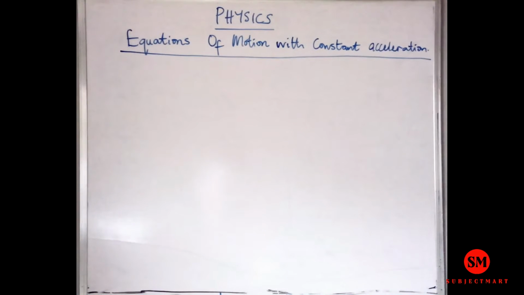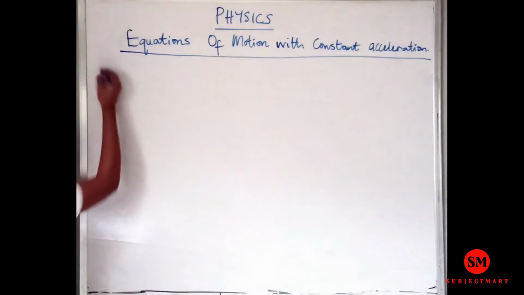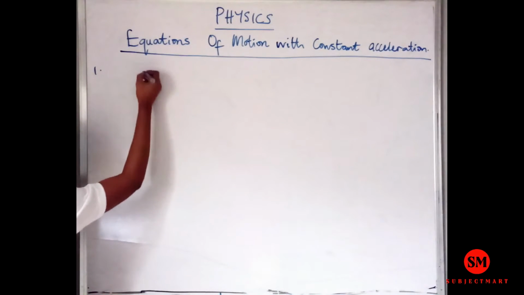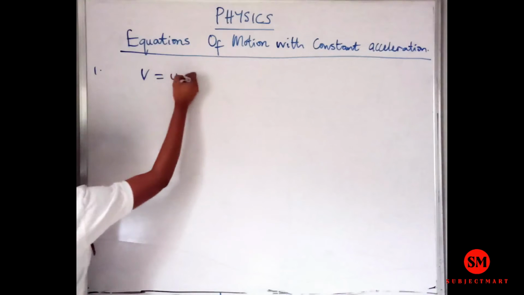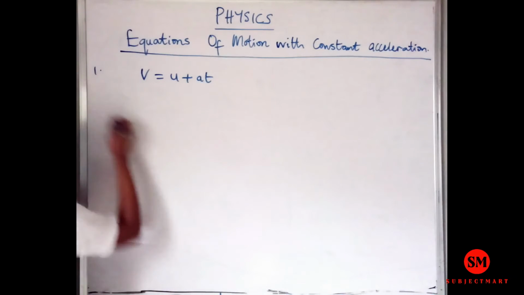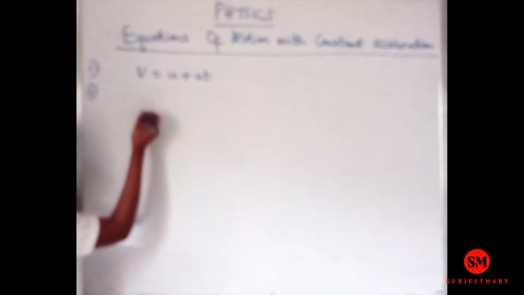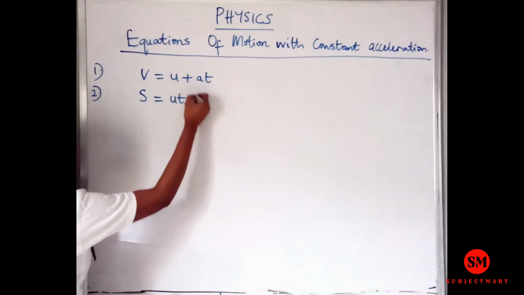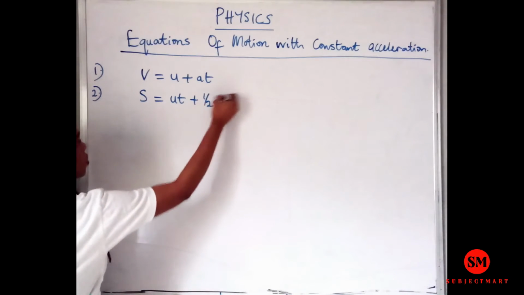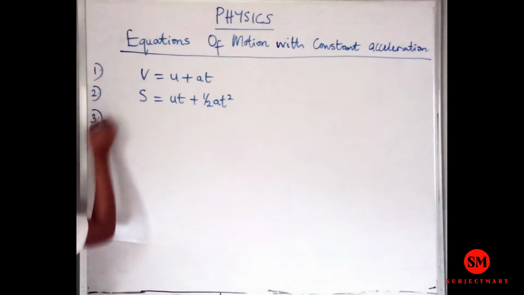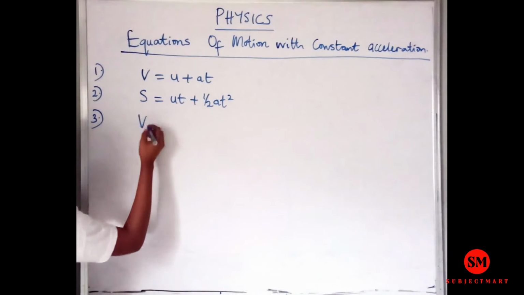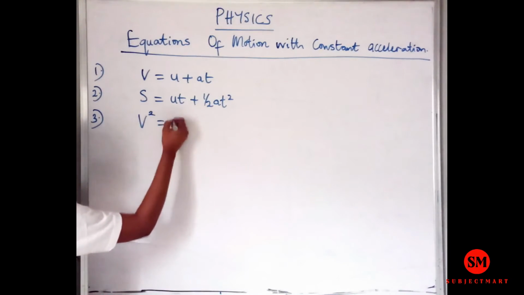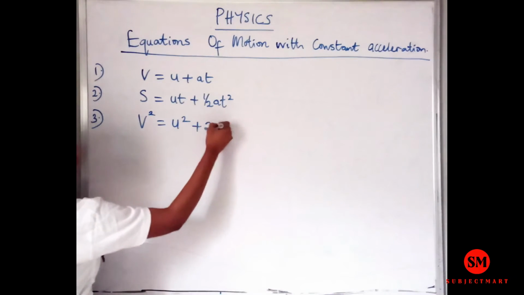We will continue with equations of motion with constant acceleration. The first equation is v equals u plus at. The second equation, we have s equals ut plus half at squared. And the third equation is v squared equals u squared plus 2as.